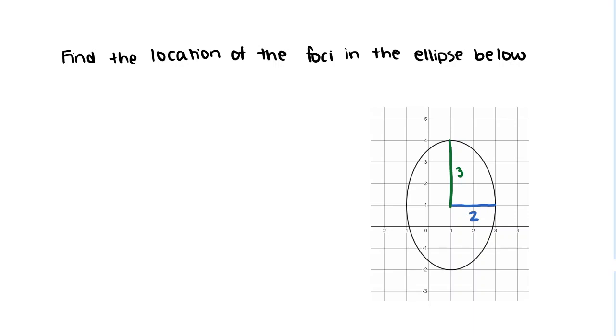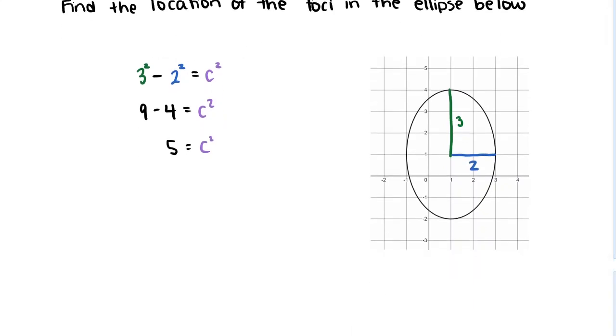And so here, if I want to find the foci, I can use the relationship that 3 squared take away 2 squared is equal to c squared. And so this gives us 9 minus 4 is equal to c squared. In other words, 9 minus 4 is 5. Maybe I'll write down this extra step. So 5 is equal to c squared. And so c is equal to plus or minus the square root of 5.